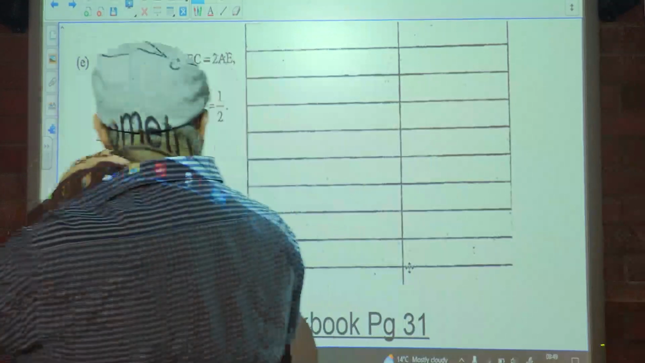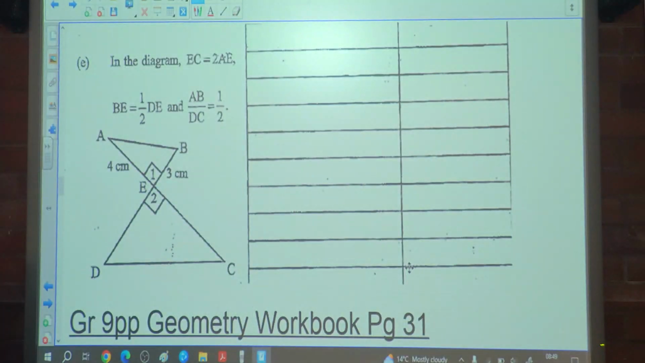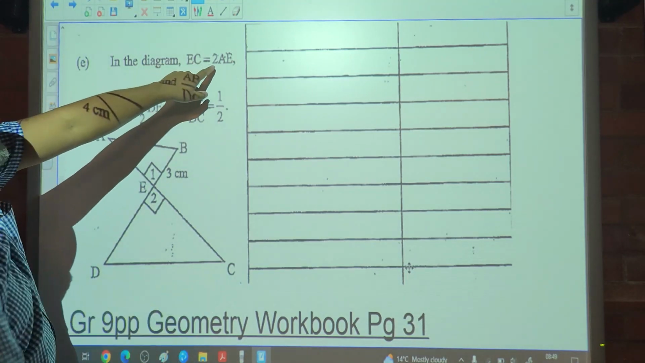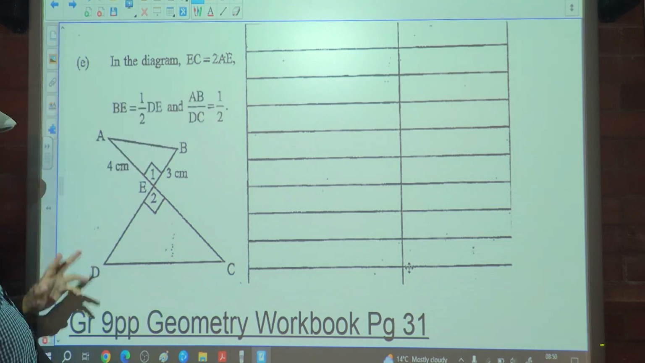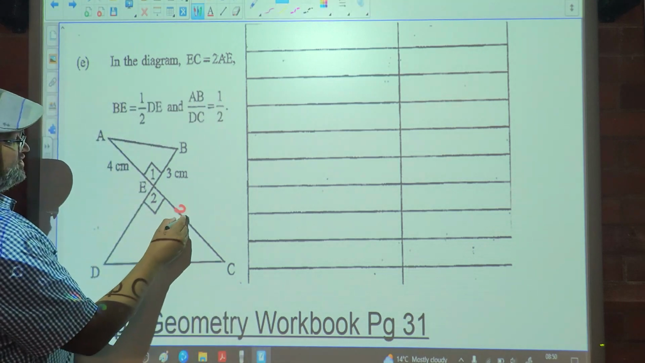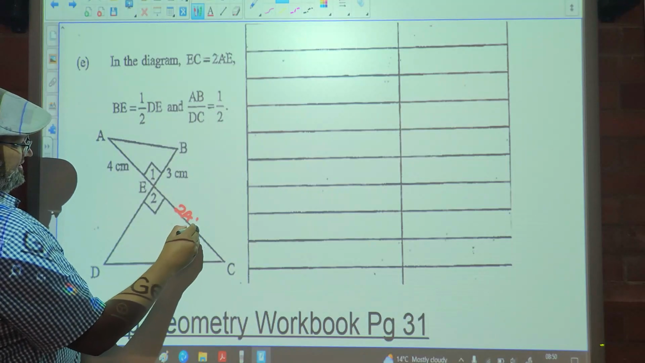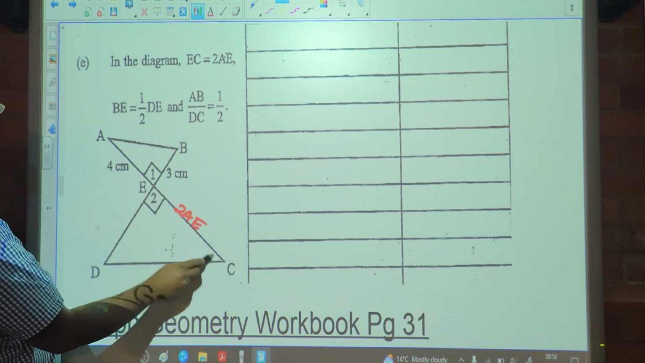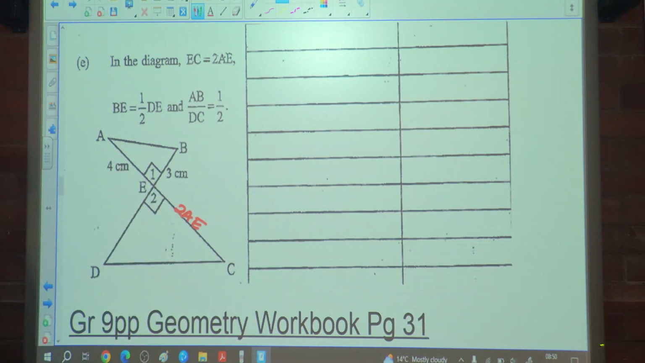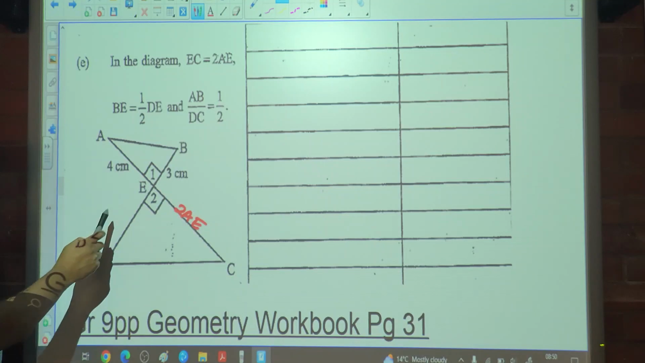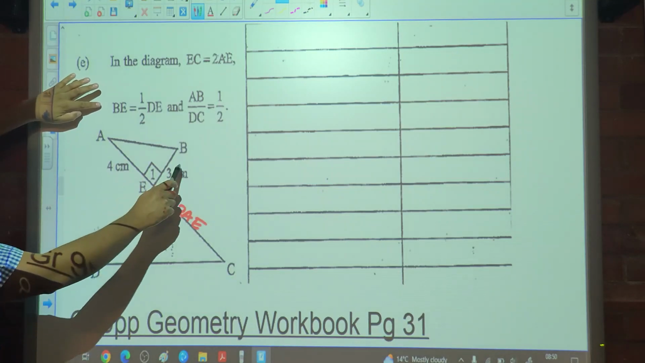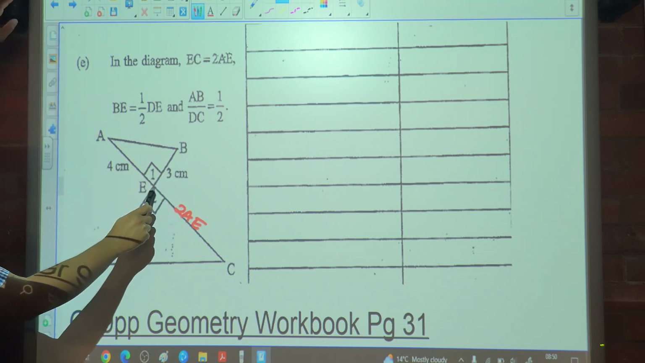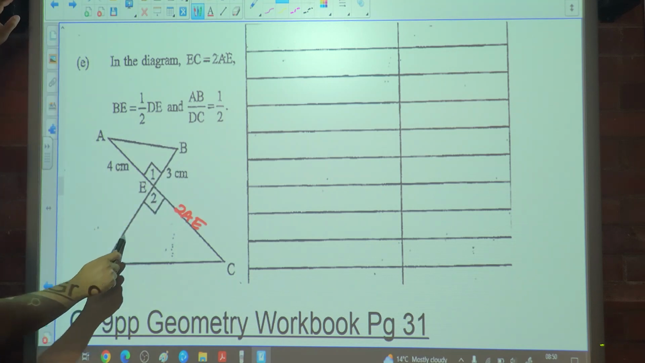So we are told, in the diagram, the length of CE is twice AE. So I'm going to write that on there. CE is twice AE. So there's a relationship already existing between that line and this line. Can you see? Then we are told that BE is half DE.